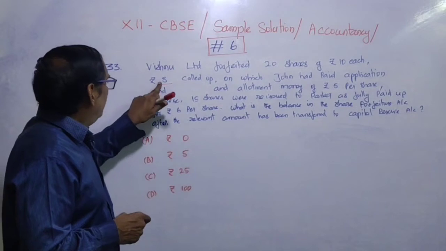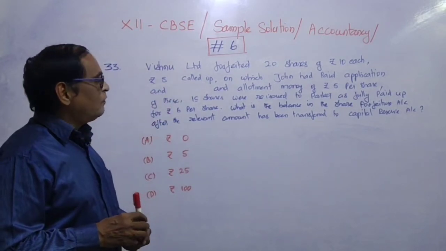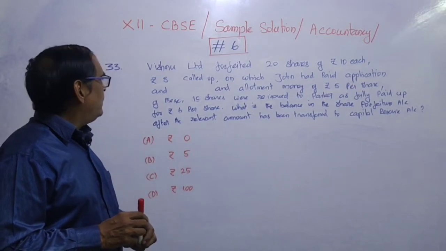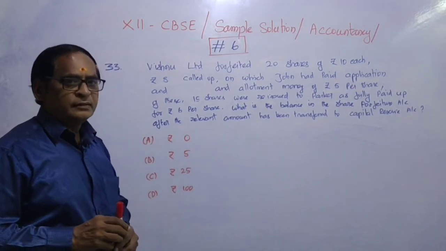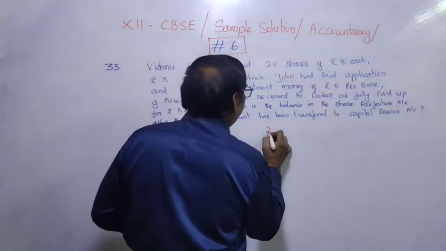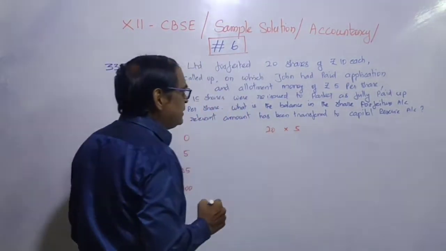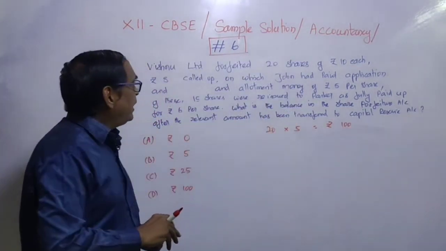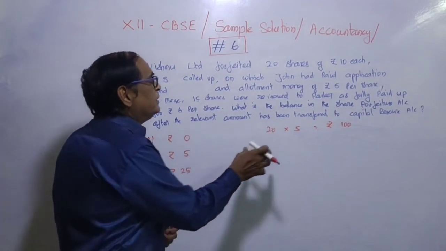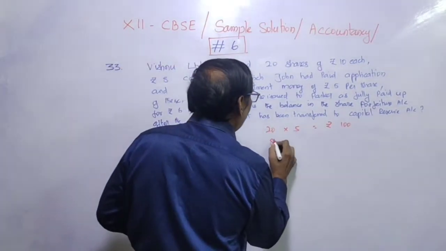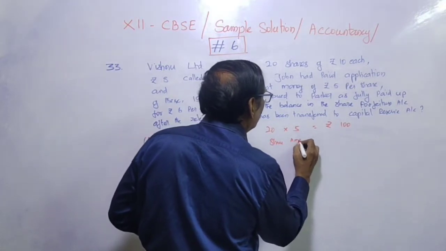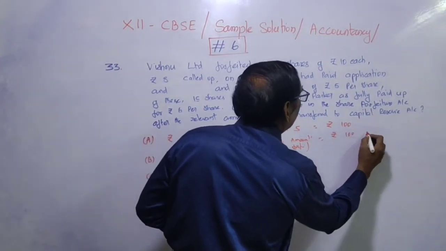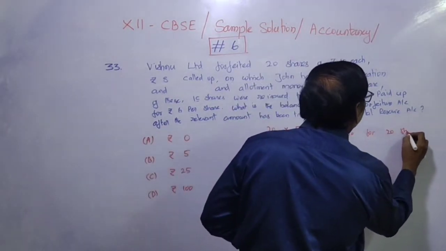Number 33. Vishnu Limited forfeited 20 shares of rupees 10 each, rupees 8 called up, on which John had paid application and allotment money rupees 5 per share. That means 20 shares, 5 rupees on application and allotment money, so 100 rupees received. It has been forfeited, 20 shares forfeited. That means this is a share forfeiture amount, 100 rupees for 20 shares.